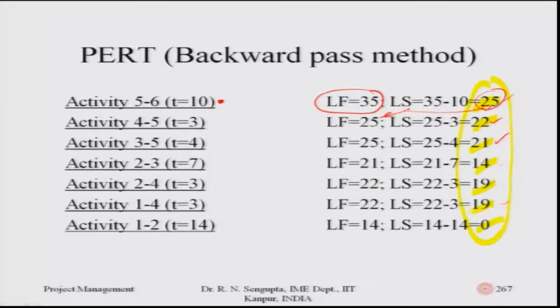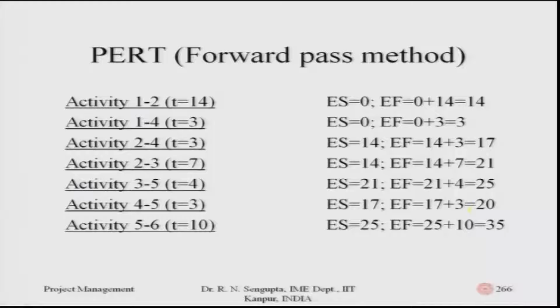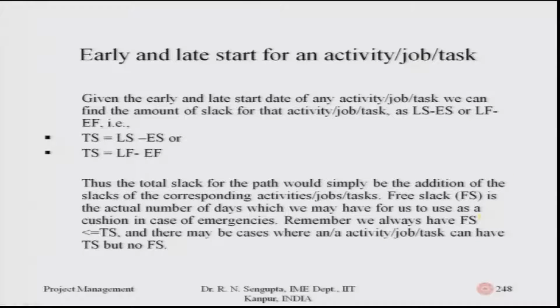So, once I have the forward pass method values and the backward pass method values, I need to find out what is the total slack and what is the free slack. If you remember, I had mentioned the concept of total slack and free slack. So, let me go back to the slide where we had considered that. Before I go, these were the forward method values that were needed for me. So, these values are needed, and if I go to the forward method, the total slack or the free slack was basically this.